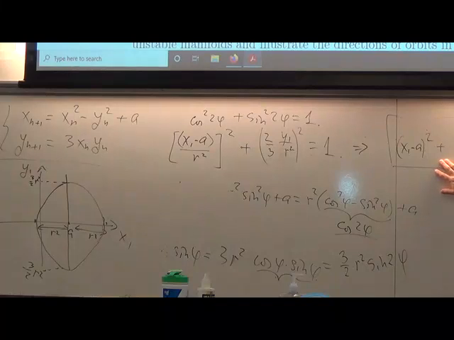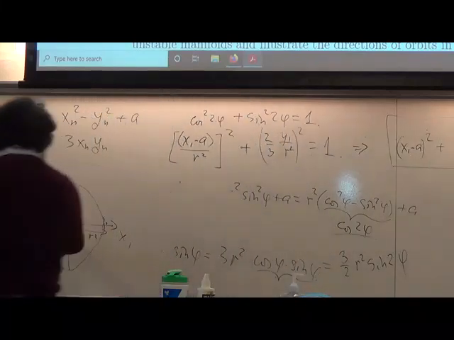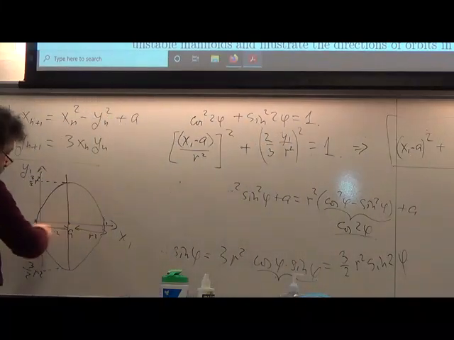So what we need to find out is the vertical scaling and the horizontal scaling. For horizontal scaling we put y1 equal to 0 and find that x1 minus a should be equal to plus minus r squared. This is what we found here: x1 minus a equals plus minus r squared.